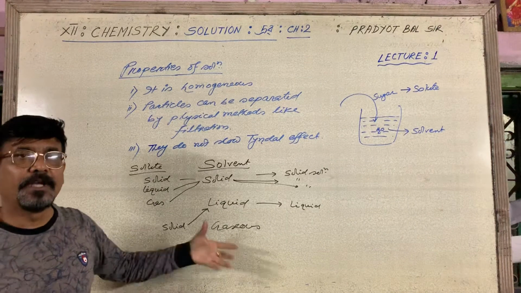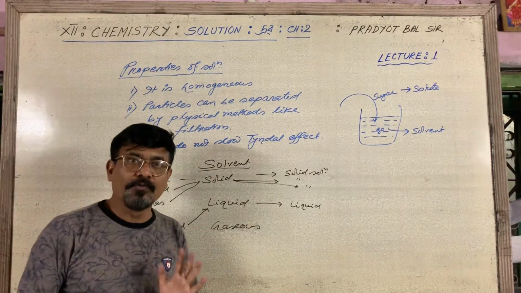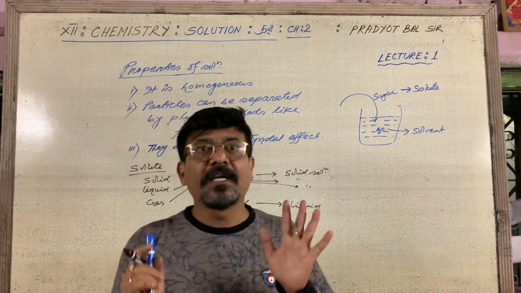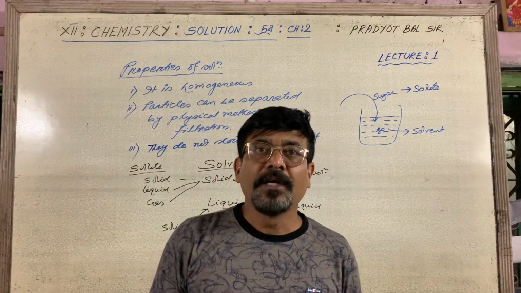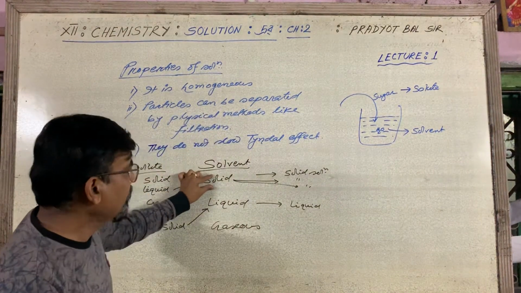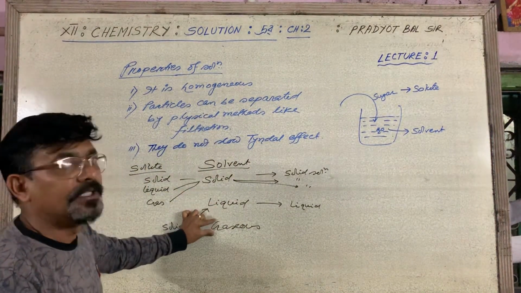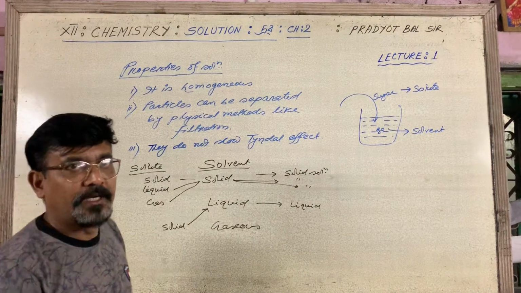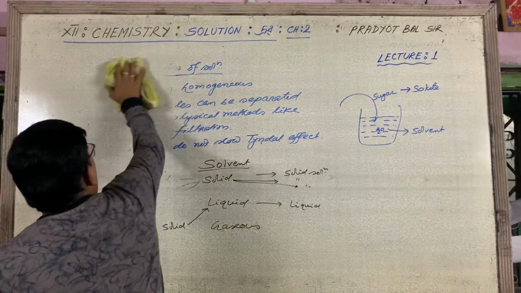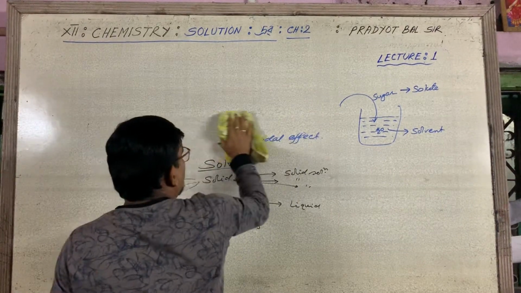and gaseous solution, and there is a chart in your book, you will follow it, and depending on that you can easily have, there are 9 types of solution. 3 solid solution, 3 liquid solution, 3 gaseous solution. You will see the chart. Now I am coming to the next part, that is concentration of solution.